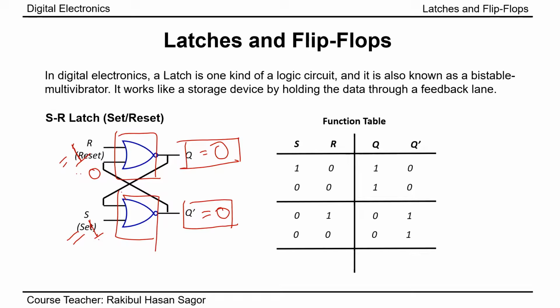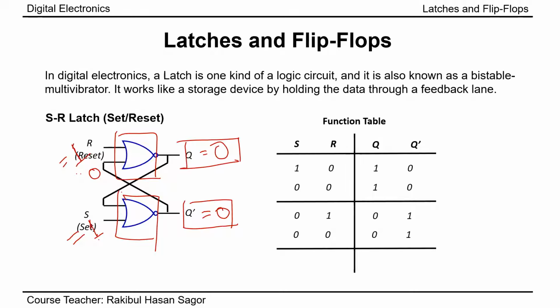So this is an invalid condition because it violates the requirement that the outputs be the complements of each other. So for the SR latch, the inputs s equal to 1 and r equal to 1 are called invalid inputs because we are getting q equal to 0 and q prime equal to 0. It also results in an indeterminate or unpredictable next state when both inputs are 0 after this state.